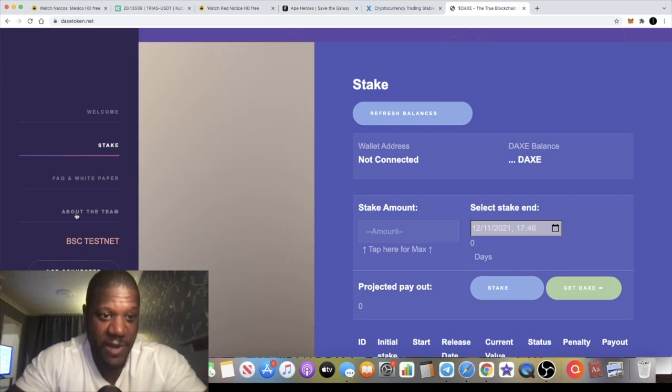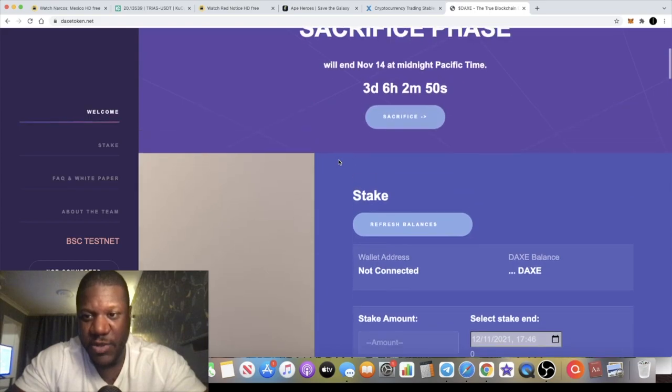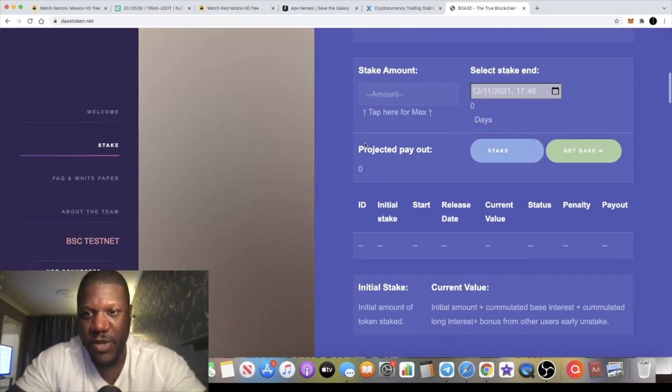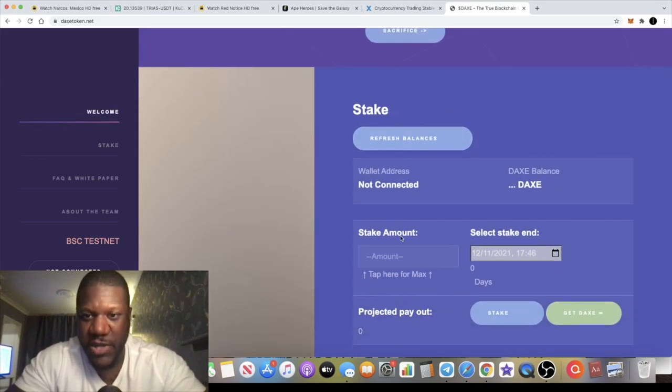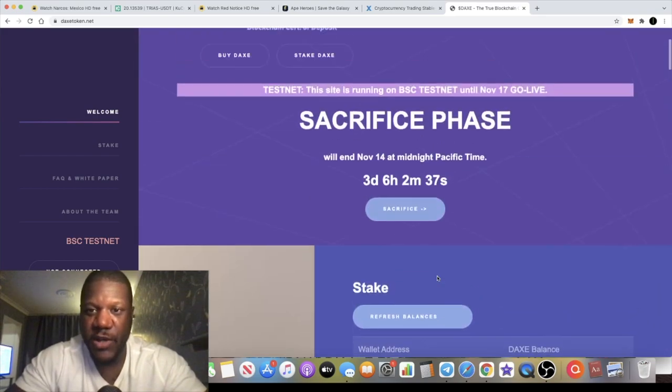All right guys, but Daxe is a certificate of deposit. In fact, let's just have a read and find out what Daxe is all about. As you can see, you've got the interface here, as soon as you get on the platform. So it's going to be quite simple to use by the looks of it. You can just basically stake your Daxe tokens. Obviously, if you get in the sacrifice phase, you're going to get the Daxe tokens.